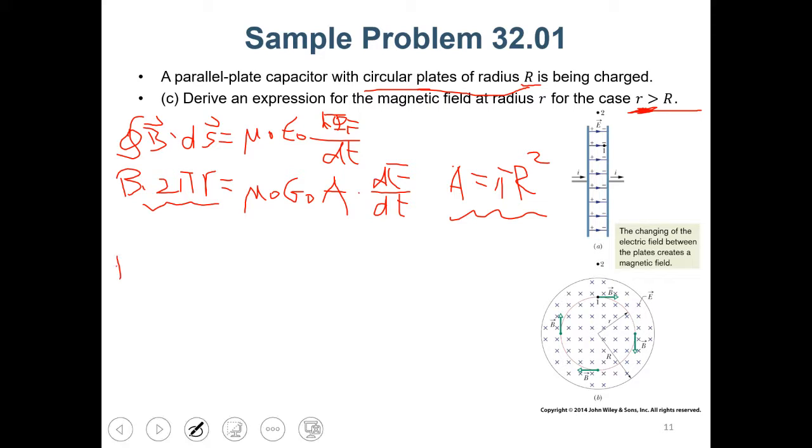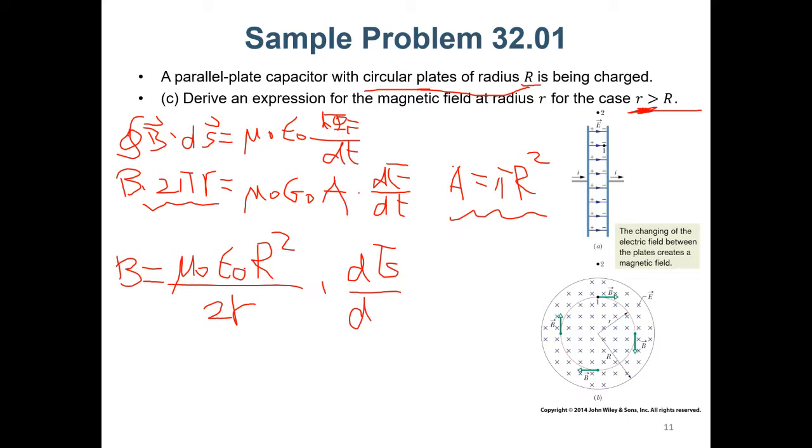So finally, B will equal mu 0 epsilon 0 capital R squared over 2r dE/dt.